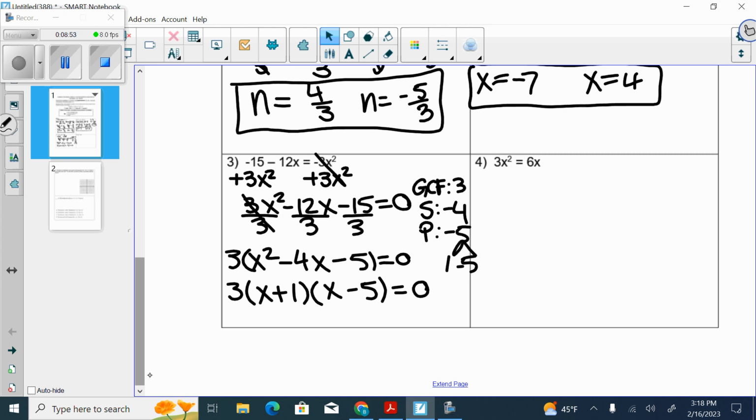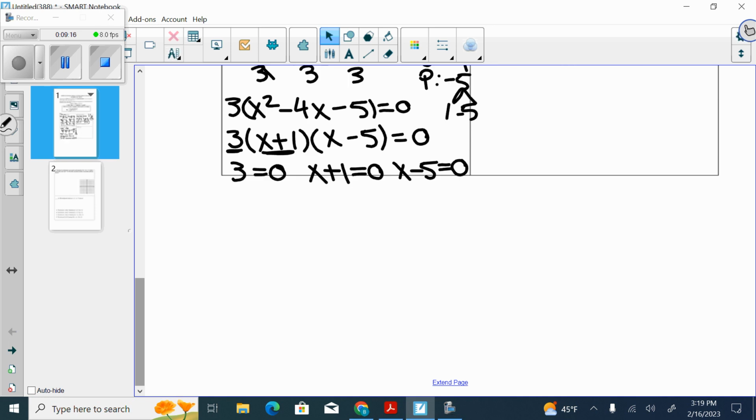Okay. Step number 3 says what? What do we do with all these factors? Right. Set them equal to 0. So the first thing we have is a 3. So I got 3 equals 0. Next, I have an x plus 1. X plus 1 equals 0. And next, I have x minus 5. X minus 5 equals 0.